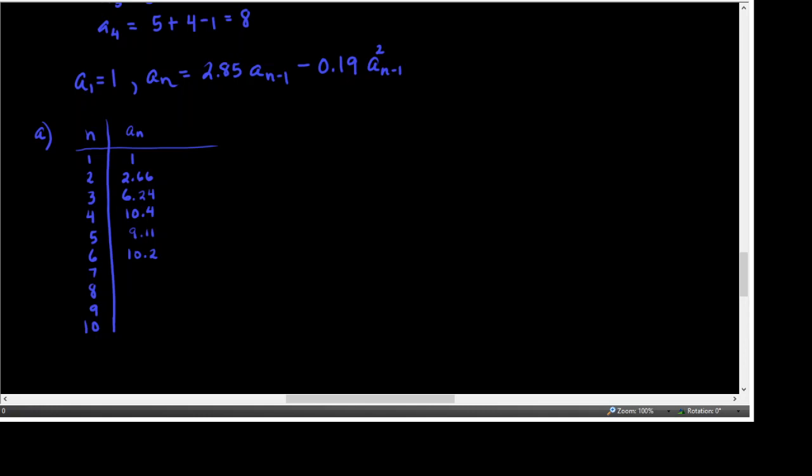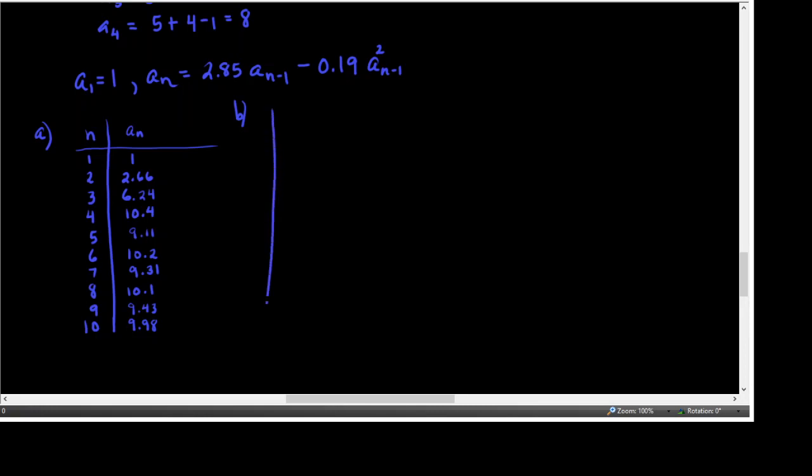And for 7, I get 9.31. For 8, I get about 10.1. For 9, I'm getting 9.43. And for 10, I'm getting 9.98. Okay. Then for part B, we're supposed to graph that.